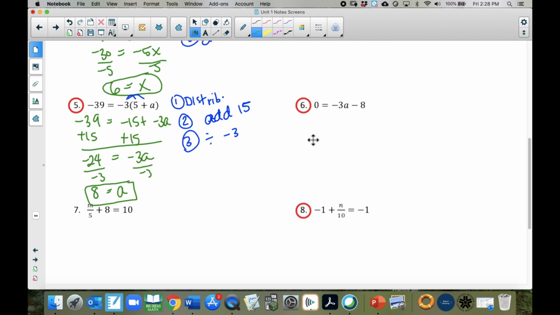Okay, number 6 looks very strange, and a lot of people get kind of confused because there's a 0 there and they don't really know what to do with that 0. Well, remember, our main goal is to isolate the variable, to get the a all by itself. We're still going to do the same steps we've been doing before.